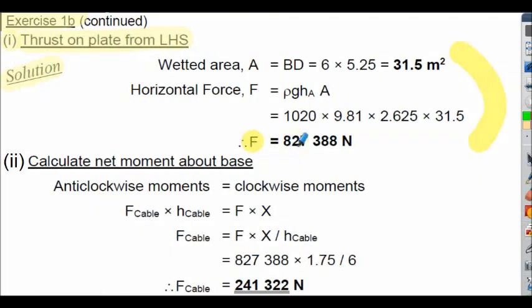We calculate the force generated by the pressure in the water. And part 2 here, calculate the net moment about the base of our clockwise, anti-clockwise moment. Again, I've referred to the tension in the cable as F cable here, but the approach is exactly the same. We can rearrange the equation to find the force in the cable.